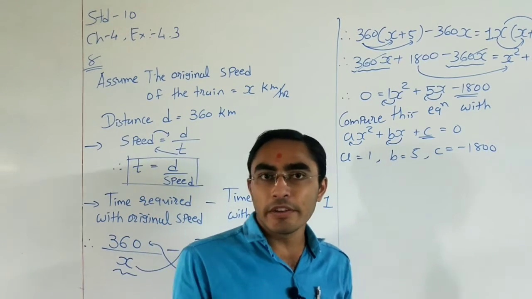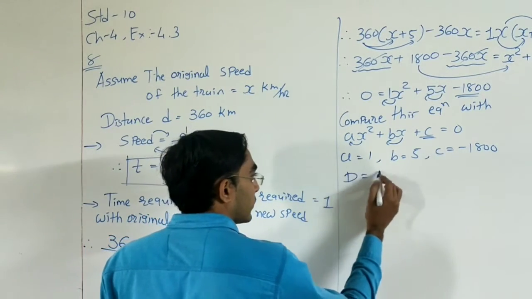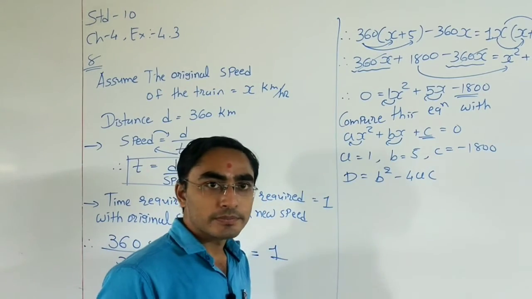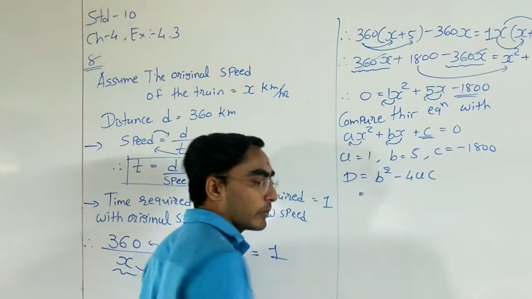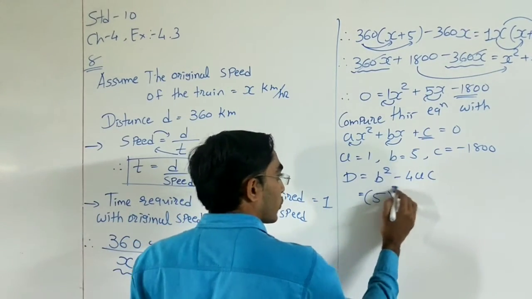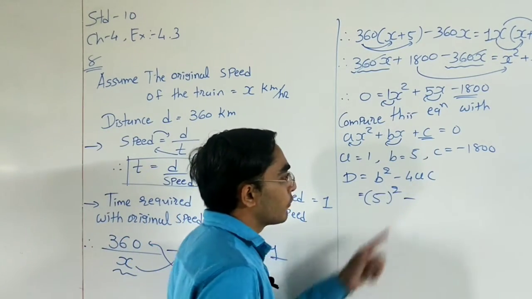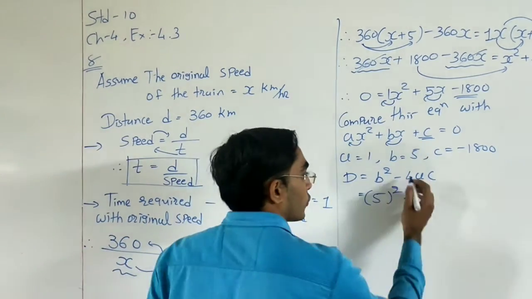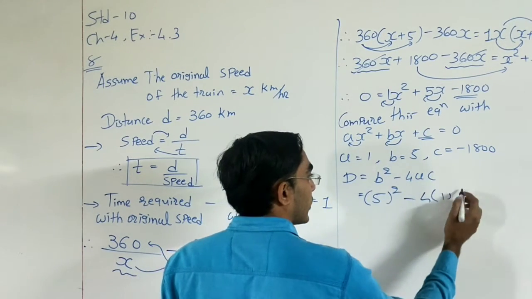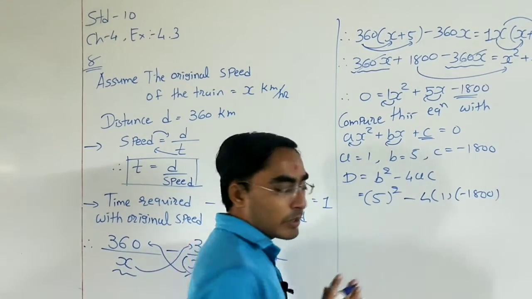Now what we need to find? Discriminant d, right? So discriminant d is equal to b square minus 4ac. Now put the value of b, it is 5. So 5 square, minus 4 multiply a multiply c. So 4 multiply a that is 1, and c it is minus 1800. For the multiplication, I put here brackets.